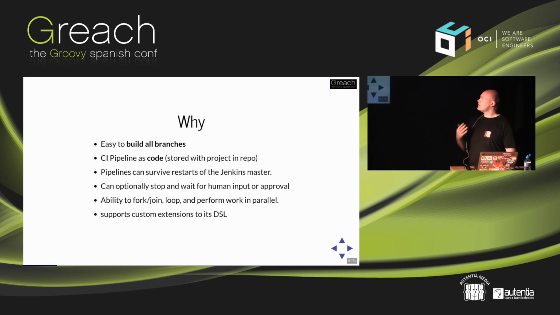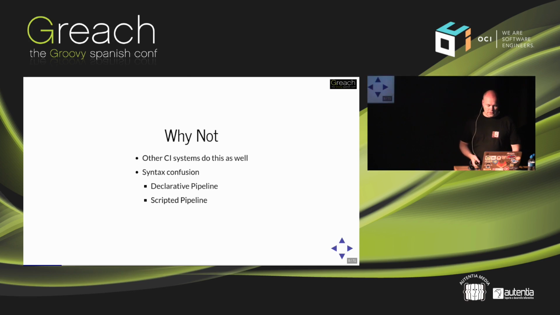Pipelines today can survive restarts of the Jenkins master, so they're more robust. We can stop and wait for human approval, and I have a demo of that. We can do fork joins, we can do loops, and we can do work in parallel. And it supports custom extensions to its DSL. Well, then you could ask yourself, why not?